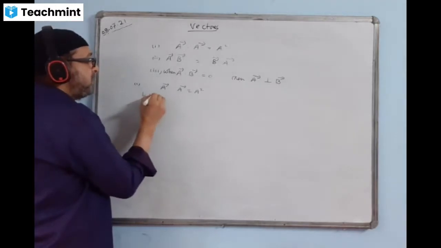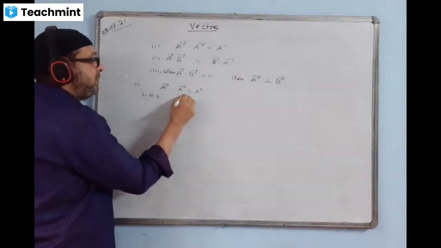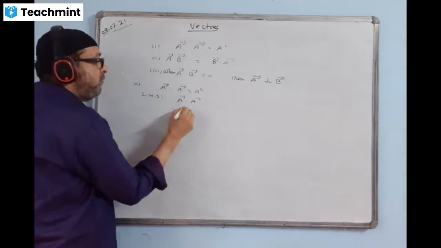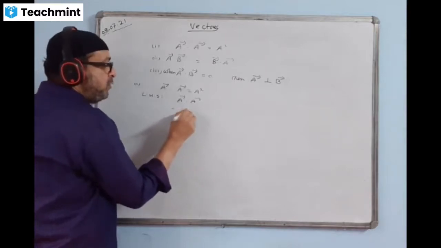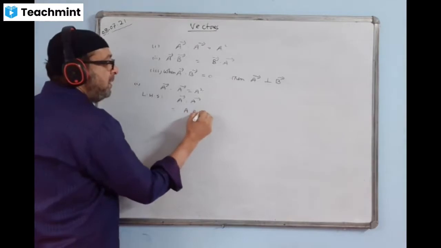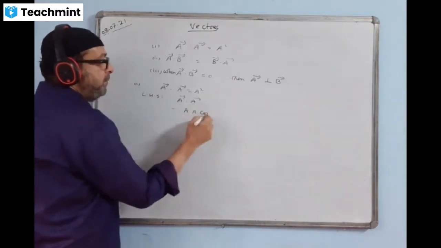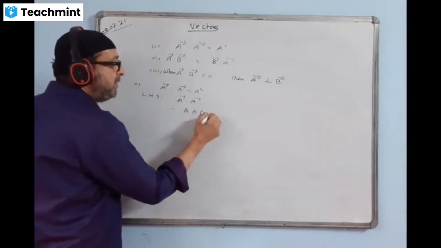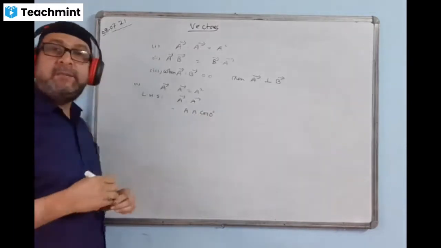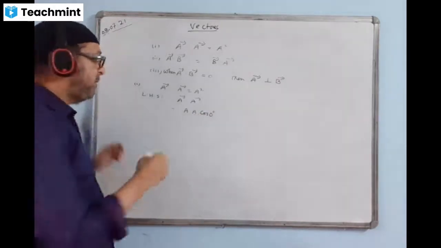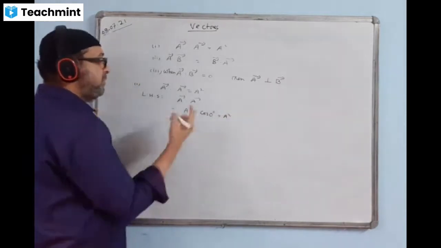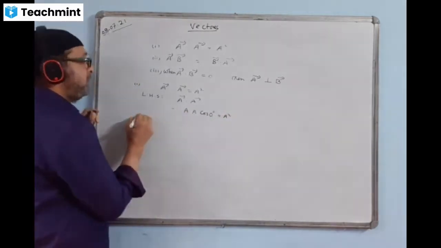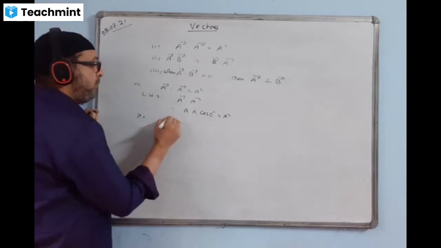I'll take the LHS, that is A dot A. I'll use the formula: magnitude A, magnitude A, and cos of the angle between them. The angle between the same vector will be 0 degrees. Cos 0 is 1, so A into A becomes A square. Finished.